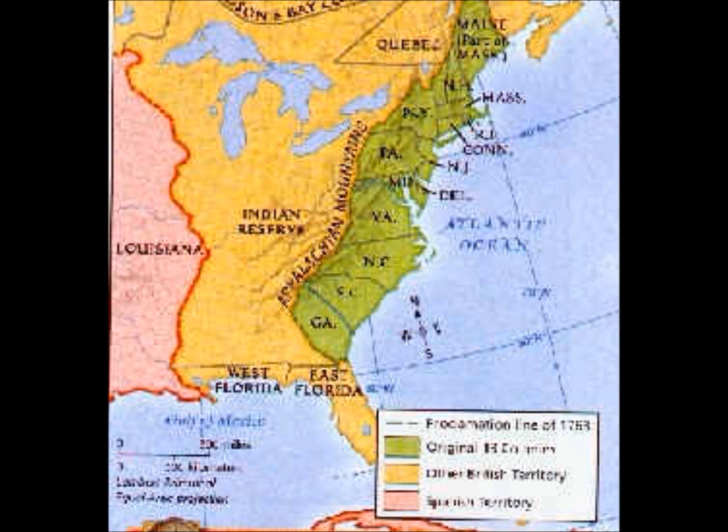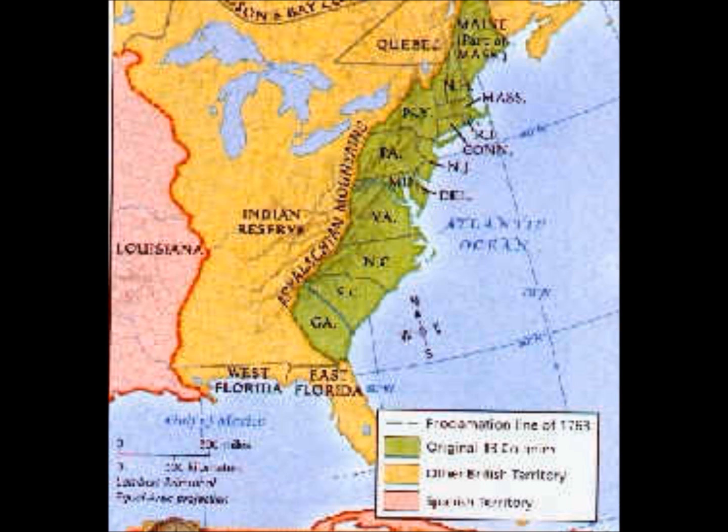It essentially ran the length of the Appalachian Mountains, and what it said was that settlers could not settle west of this line. So the colonists essentially had to stay to the east of it. They had to stay along the seaboard. They cannot go into present-day Ohio, Tennessee, those regions. And colonists were furious about this.